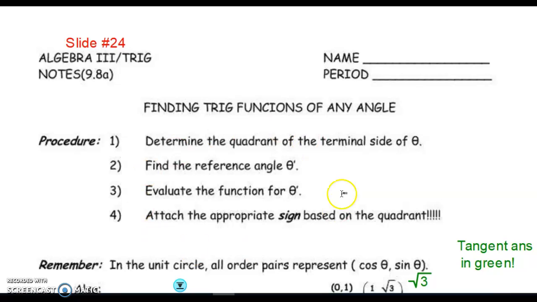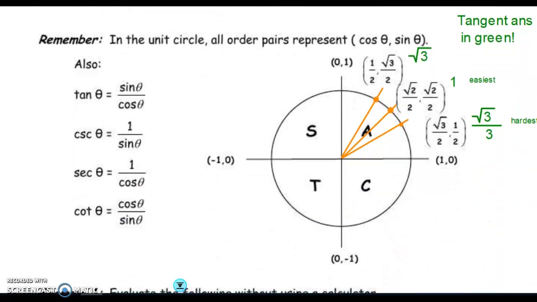So here's your procedure. Determine what quadrant you're in, and then find the reference angle, evaluate that function of the reference angle, and then we've got to do the appropriate sign. So let's just remember this right here.